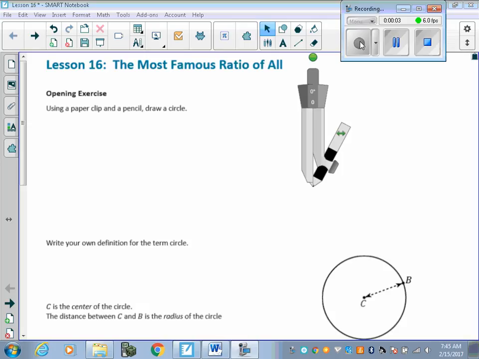Okay, this is lesson 16. We're going to talk about circles, parts of a circle, and eventually in this unit or lesson get into circumference. The next lesson will be about the area.